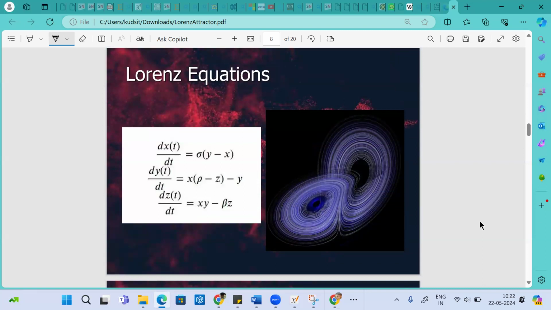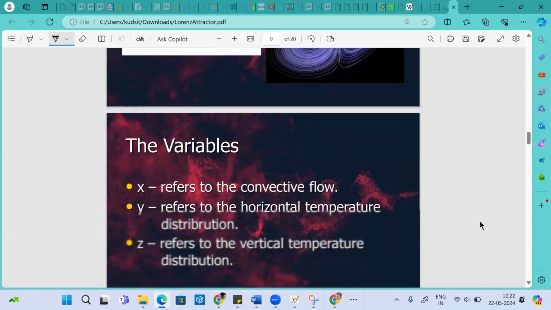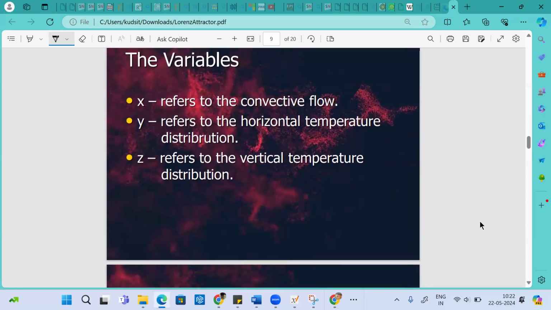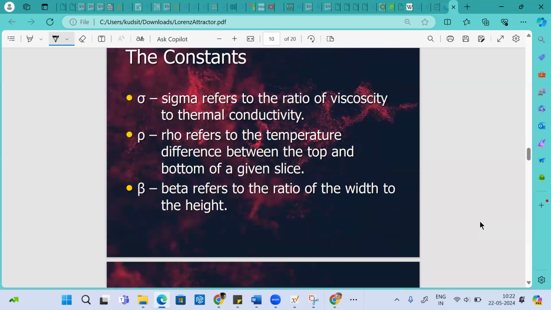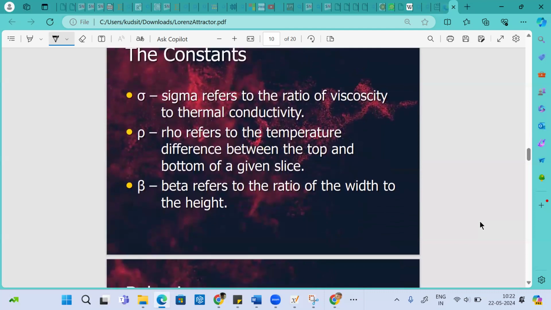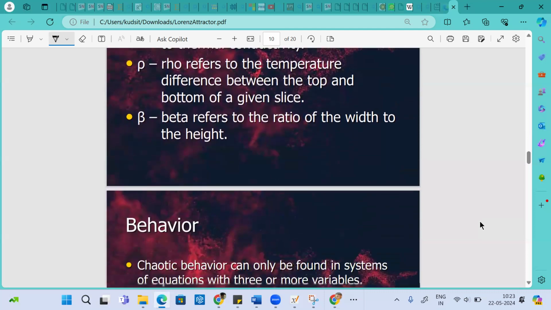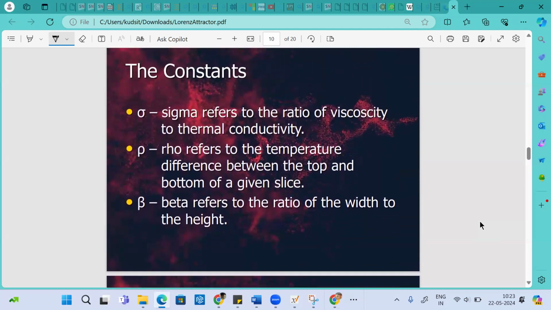These are the three Lorenz equations, which we can understand better. The variables and constants explain what happens when it is applied. Those equations are applied to fluid dynamics. Okay, next.